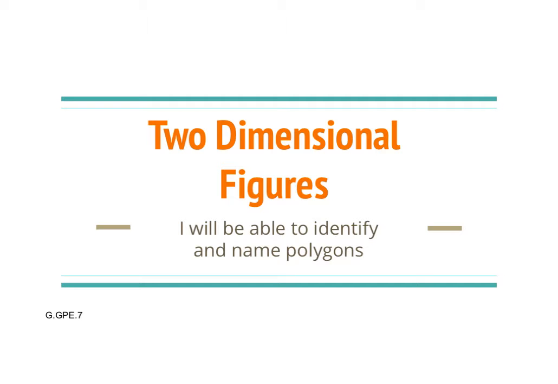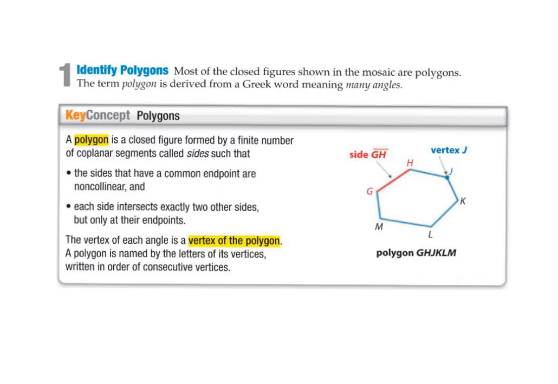Two-dimensional figures. After watching this video, I will be able to identify and name polygons. A polygon is basically a shape that has a finite number of sides. The sides have a common endpoint, are non-collinear, which means it's not a line, and each side intersects exactly two other sides, but only at the endpoints.